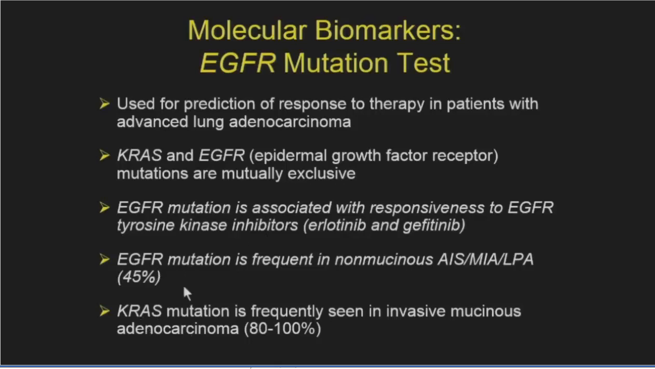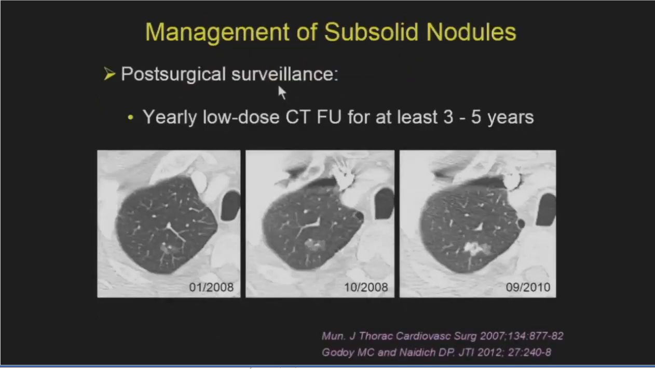KRAS is most frequently seen in mucinous tumors and does not respond to target therapy, whereas EGFR tends to be seen in the non-mucinous lesions more frequently. For patients that underwent resection of a lung cancer, we also have to follow them annually for at least 3 to 5 years because they have a higher likelihood of developing new cancers. And this is a case of a patient that had a mucinous lung adenocarcinoma in the left lung and later on presented with a new ground glass nodule that progressed. This was also mucinous invasive adenocarcinoma.